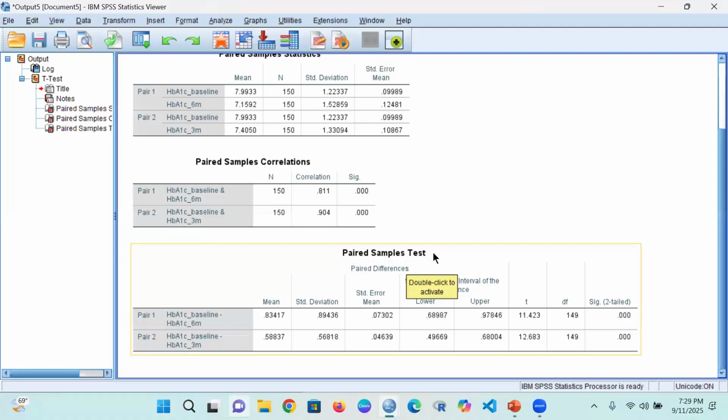This is the part whereby we want to compare the first pair and the second pair. The first pair contains the HB1C recording baseline and the HB1C recording in 6 months. And also we have pair 2, which contains the HB1C recording in the first time and after 3 months. So we have the mean, the standard deviation, the standard error mean and 95% confidence interval, the upper bound and the lower, we have the t statistics, the degree of freedom and the significance.